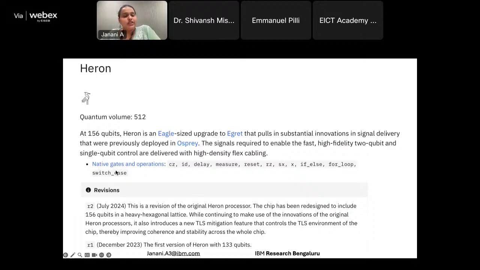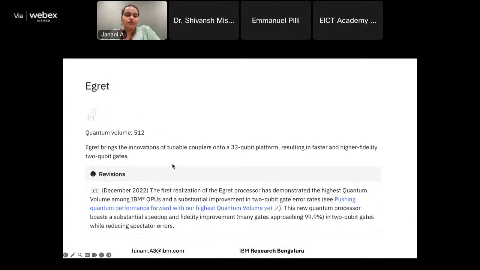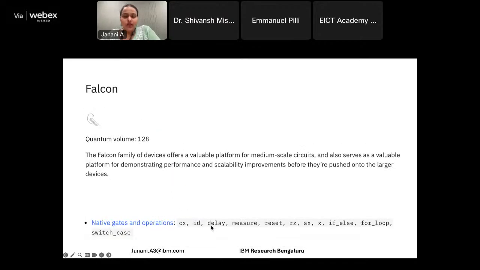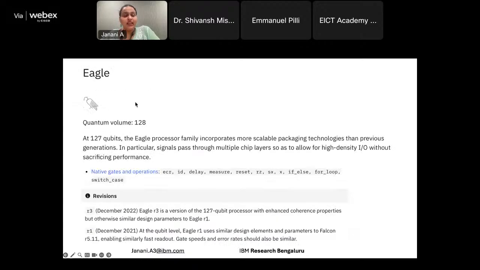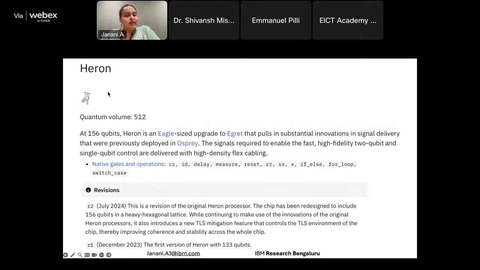So the native gate operations here are again different. You have the CZ gate. If you look at the native gates, most of these are single qubit gates. However, you have one two-qubit gate. Here you have CX in Falcon, in Eagle you had ECR, and in Heron you have CZ. Usually every chip has at least one two-qubit gate, and this differs across different hardware. So this is important to keep in mind.